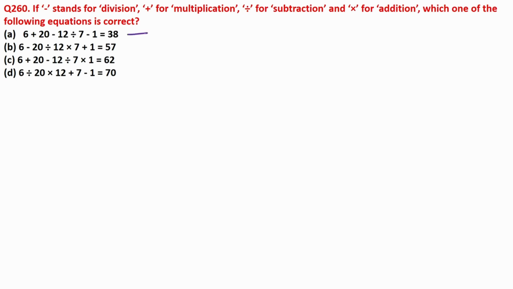You just take option A. 6, you have to replace the plus with multiplication, 20, and minus. So you have to replace minus with division. Remember guys, 20 is not divisible by 12. No need to verify the answer. If 20 is not divided by 12, you get a fraction, meaning a decimal part. So this is not a correct equation.